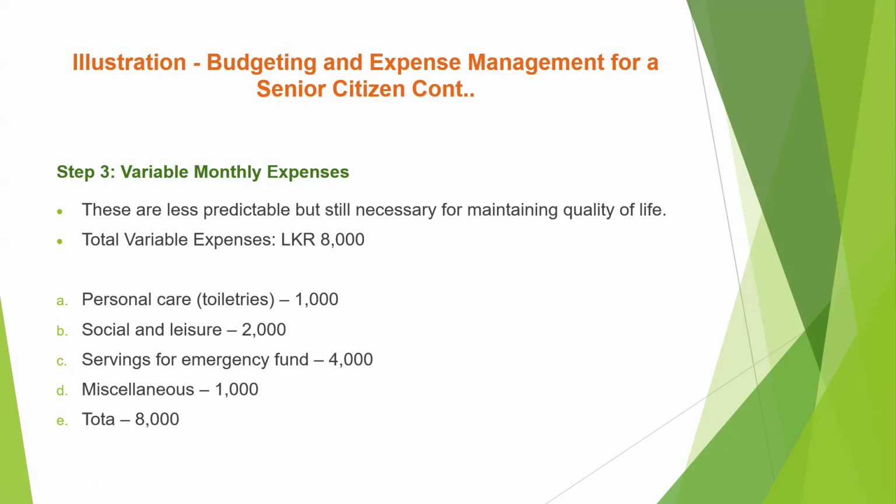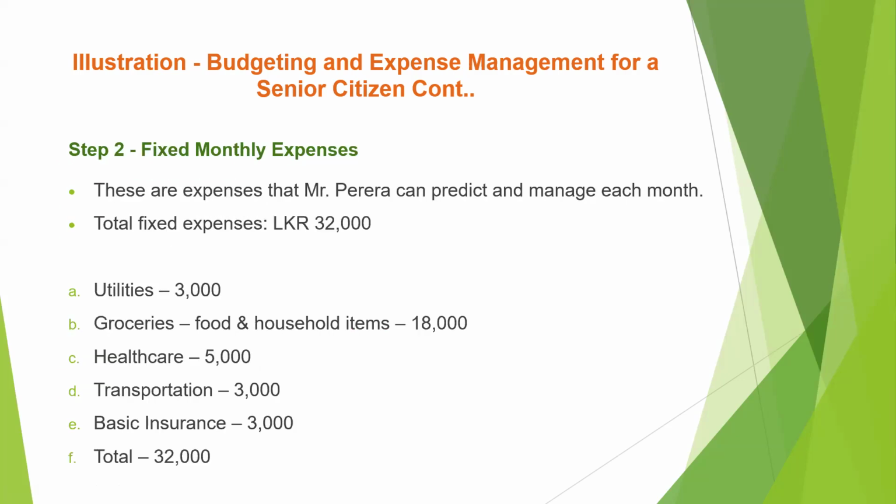Variable expenses I have also taken: personal care, social and leisure, and savings for an emergency fund. Let me explain these things. They are very important when it comes to senior citizens, especially basic insurance. Sometimes they may not consider insurance, right? Insurance is a key part, but healthcare is another key element.